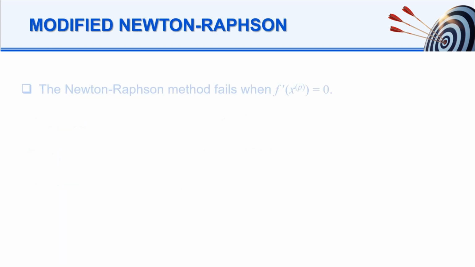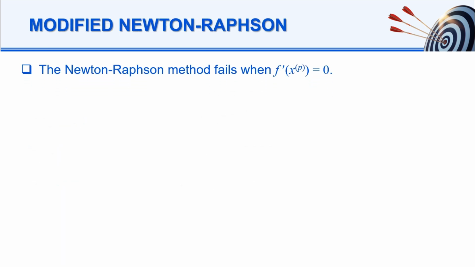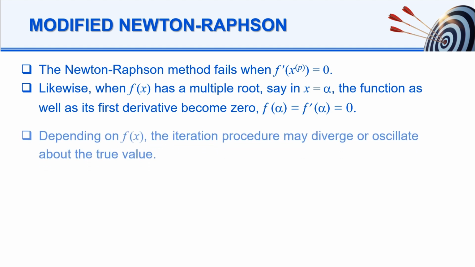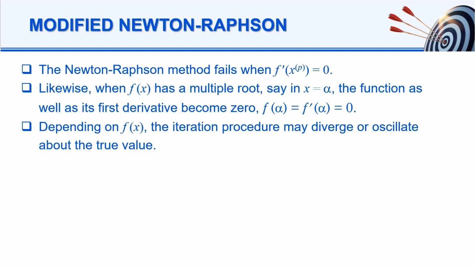The Newton-Raphson method fails when f'(x^p) equals 0. Likewise, when f(x) has a multiple root, say at x equals alpha, the function as well as its first derivative at alpha becomes 0. Depending on f(x), the iteration procedure may diverge or oscillate about the true value.